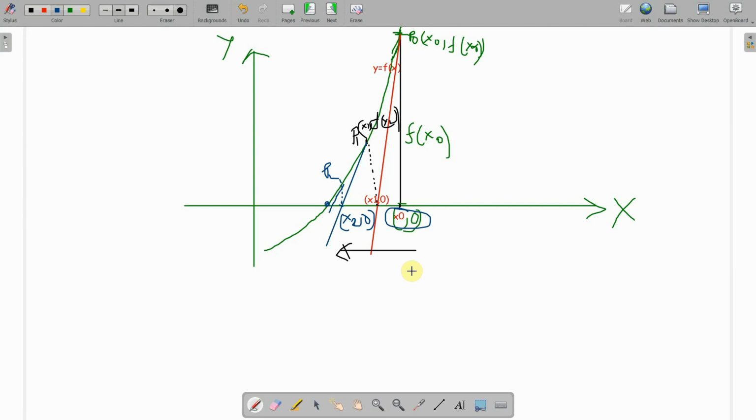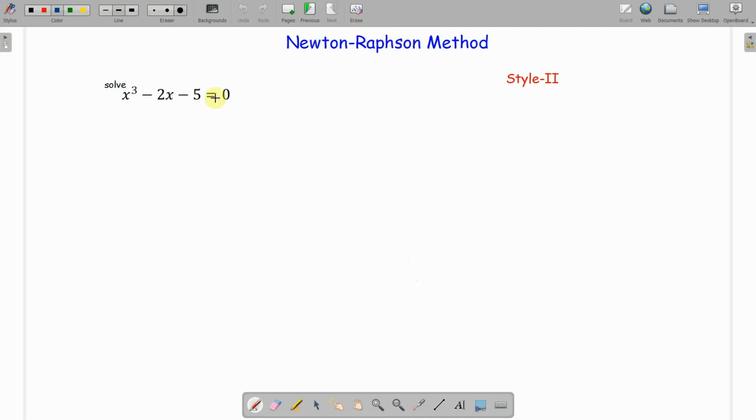So we are reaching to the root, that's our final objective. We don't know what is the root, we will be reaching there by doing or by taking tangent. Now let's solve this problem using the Newton-Raphson method, and we will be using the style 2.